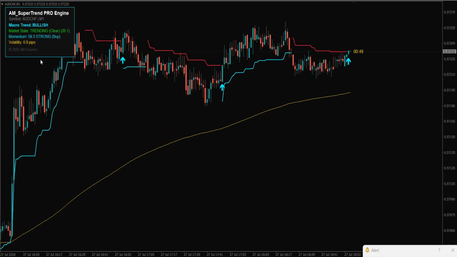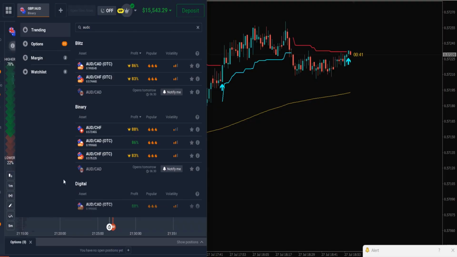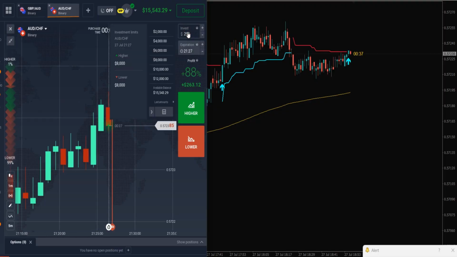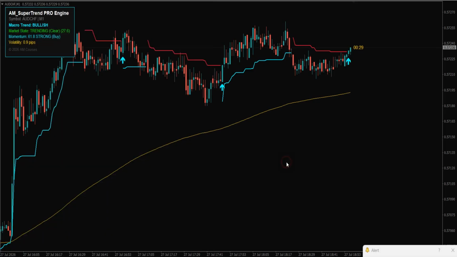Let's now copy the signals from this indicator to execute a trade in the live market and see how it performs. Look at the screen carefully before I touch anything. The arrow has printed on the 1-minute chart, but an arrow alone is not a trade. So go to the dashboard on the left. Macro trend, bullish. That's the EMA 200 telling us the bigger direction is up, and you can see that yellow line sitting well below price, sloping upward.